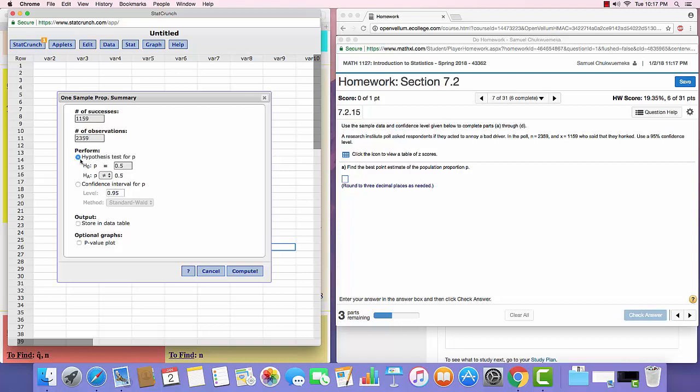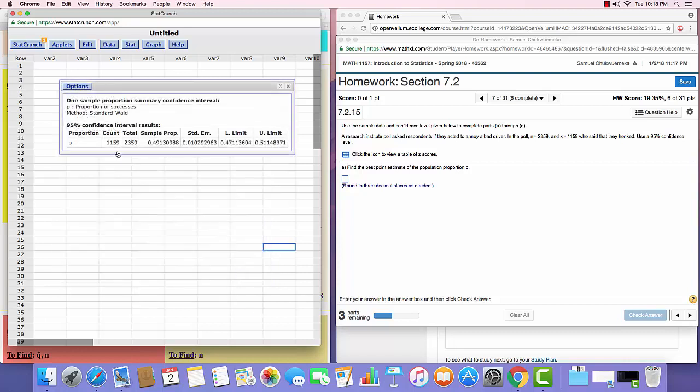And this, by default, is on hypothesis test for the population proportion. We are not doing test of hypothesis in this video. That would be chapter 8. So we just want to construct a confidence interval. And the level is 95%. You can leave the method as standard Wald. Just press compute. Okay, Statcrunch did that.